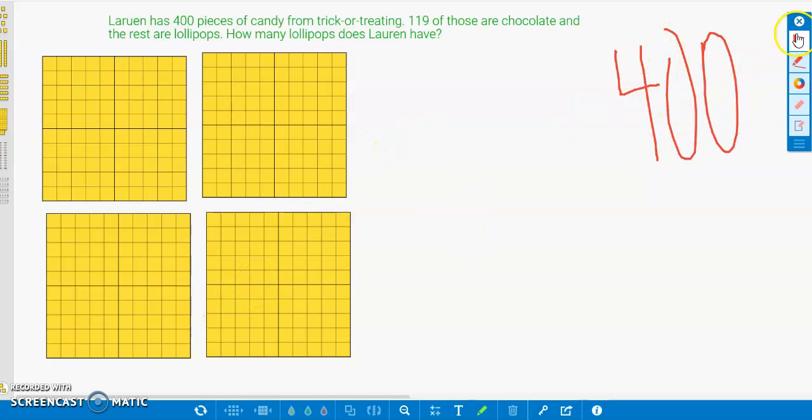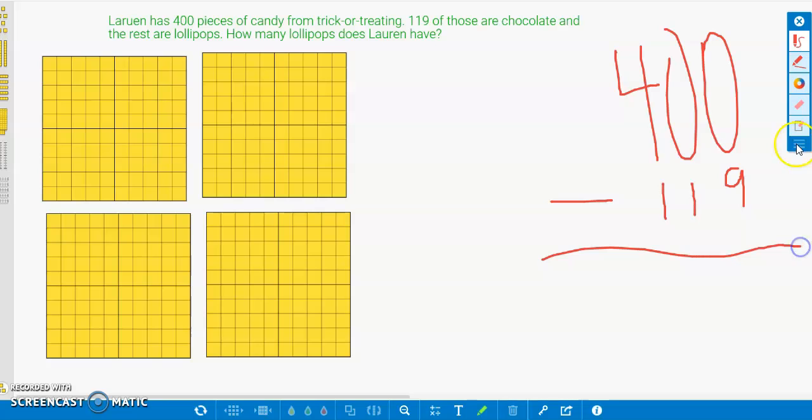Okay, so let's look at this again and see. Lauren has 400 pieces of candy, so we have our 400 right here and right here with our base 10 blocks. 119 of those are chocolate and the rest are lollipops. How many lollipops does Lauren have? So we're trying to figure out how many lollipops she has. So we know that we are going to use a subtraction problem to subtract the amount of chocolate she has from the amount of candy she has.